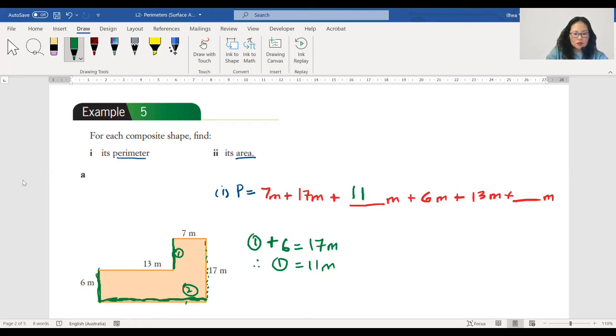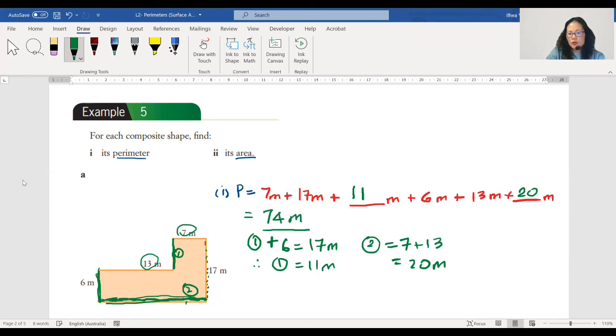Now, number 2 side on the bottom here is equal to, if I add 7 and the 13, I will get same as number 2. So number 2 is 7 plus 13, which is 20 meters. So my last side is 20. When you add all this together using your calculator, you will get 74 meters. All right, so that's your perimeter.